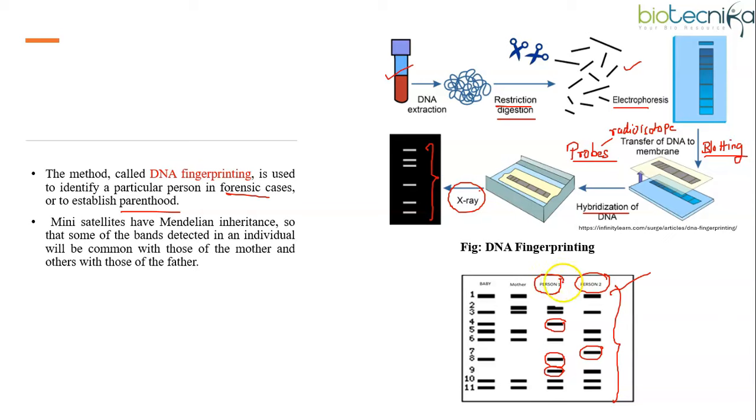So we look for the bands which are common, because minisatellites show Mendelian inheritance. Some of the bands detected in an individual will be common with those of the mother and others will be common with those of the father. So here, out of the bands 4, 7, 8 and 9, the 4th band and the 8th band from person 1 are also present in the baby. Hence person 1 is the father of the baby.